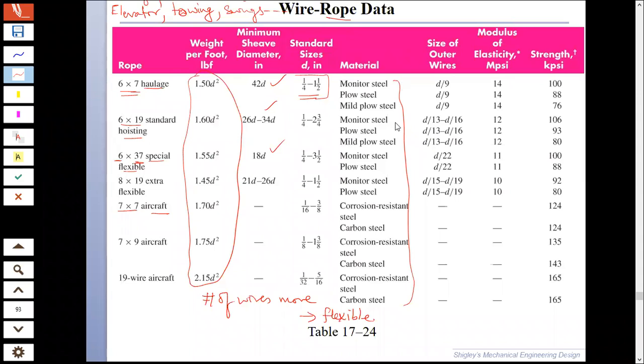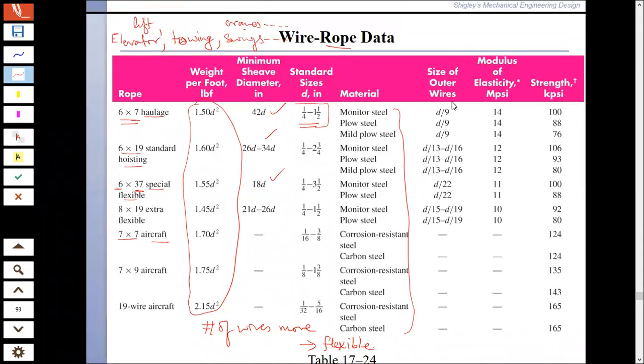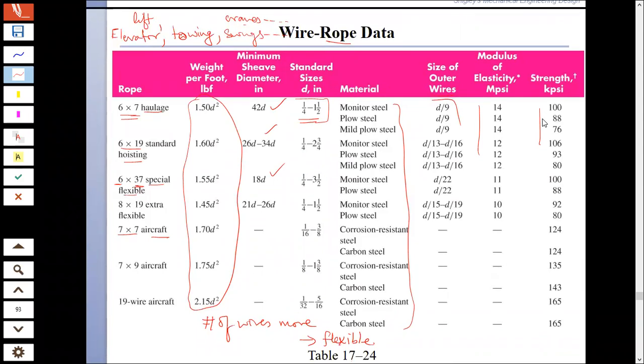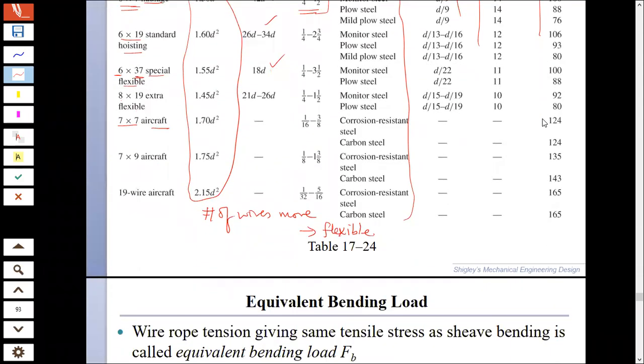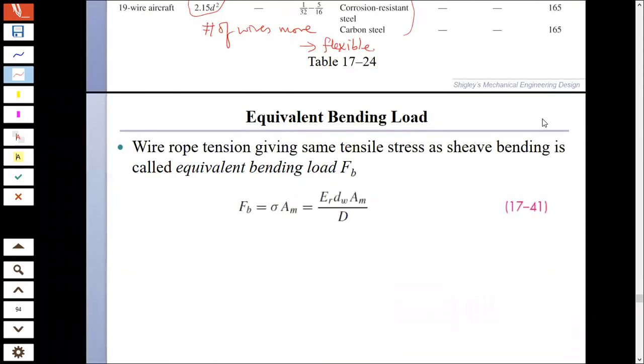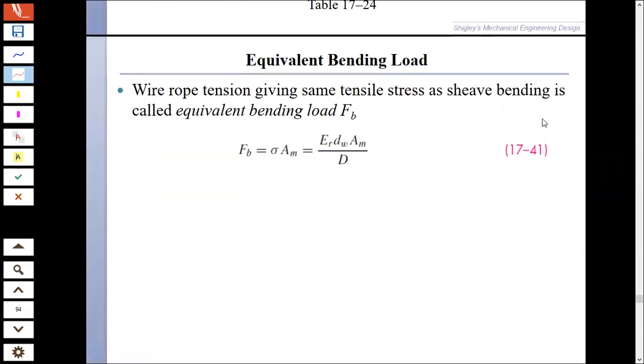अगर आप यहाँ पे देखें तो it gives you the diameter, the size of the outer wires. ठीक है जी. This column, and the modulus of elasticity and the strength of the rope in kpsi. So ये जो आपके ropes हैं, these are standard. Now one more thing, wire rope.